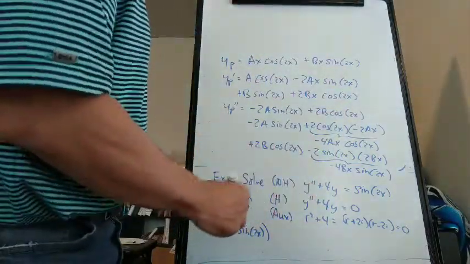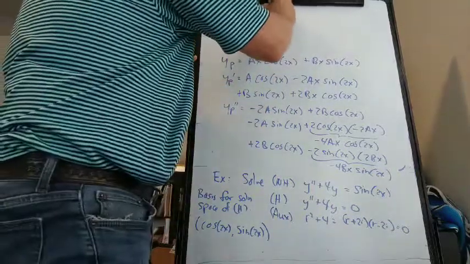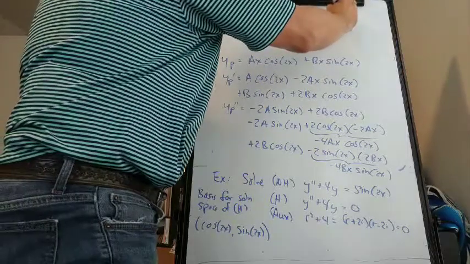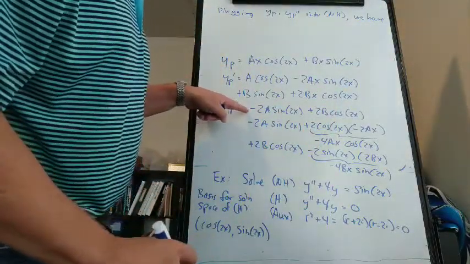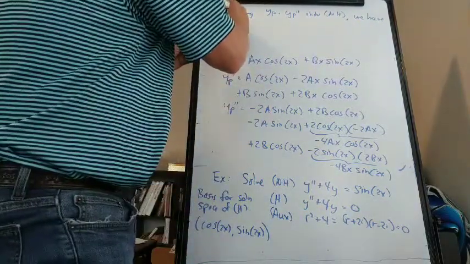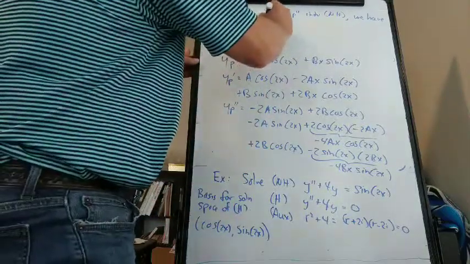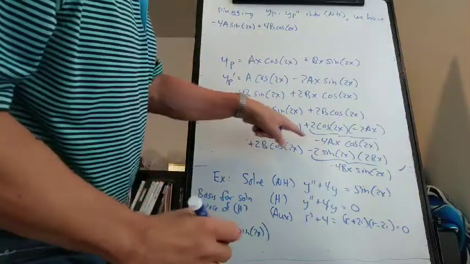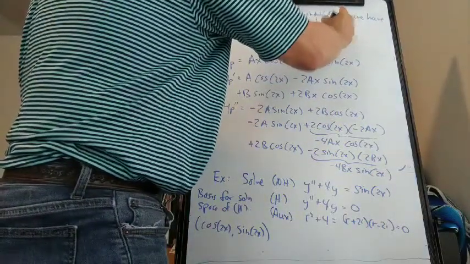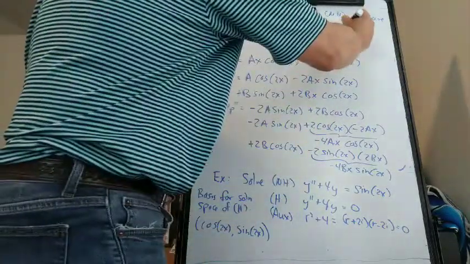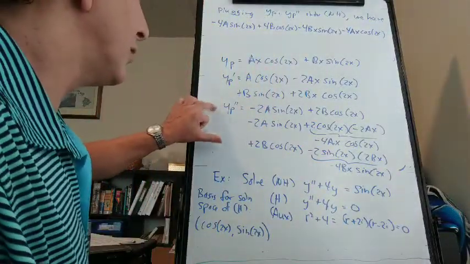So plugging y_p and y_p double prime into the non-homogeneous equation, we have, let's see, the second derivative: minus 4a sine 2x, minus 4a sine 2x, plus 4b cosine 2x, minus 4bx sine 2x, minus 4ax cosine 2x. Alright, that's the whole second derivative.